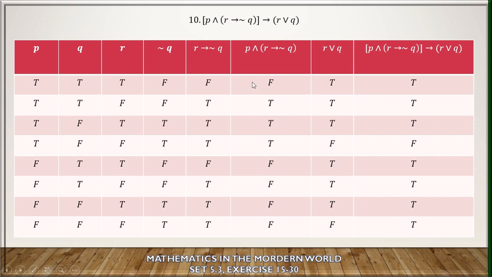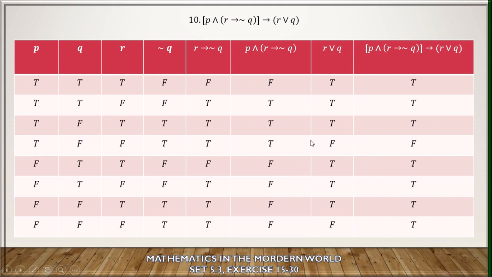Next is the conjunction of P and the conditional R then not Q. This one. P, this one. Then okay. So true, false is false. True, true is true. True, true is true. True, true is true. False, false is false. False, true is false. False, true is false, and false, true is false.